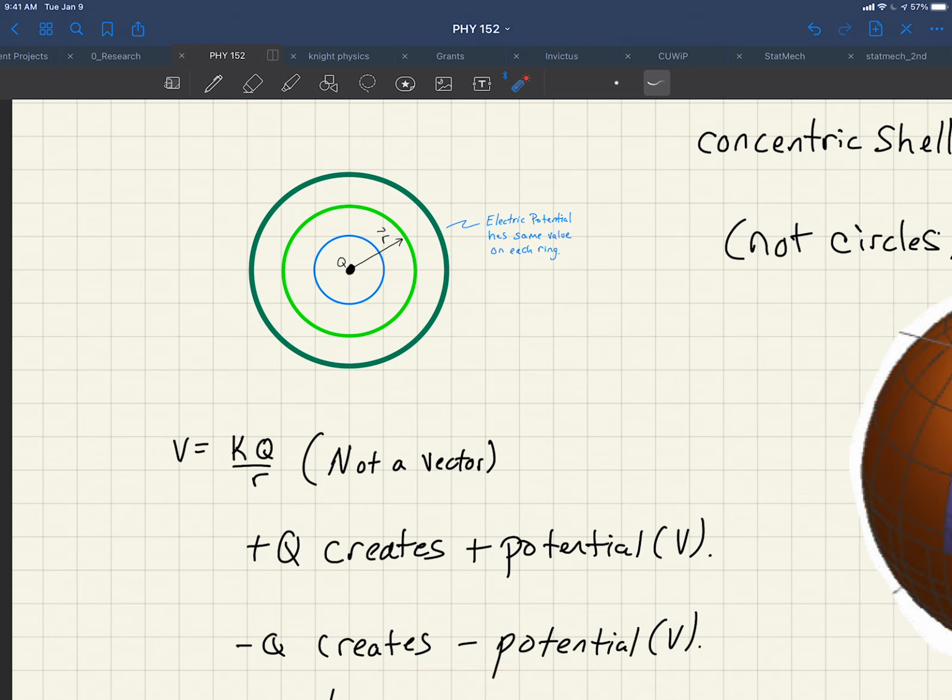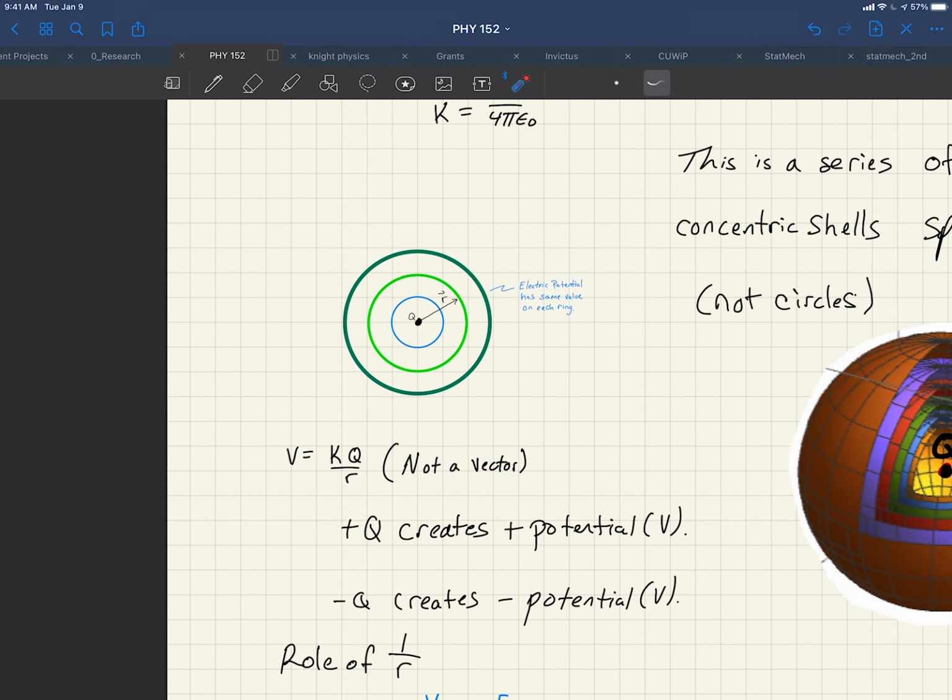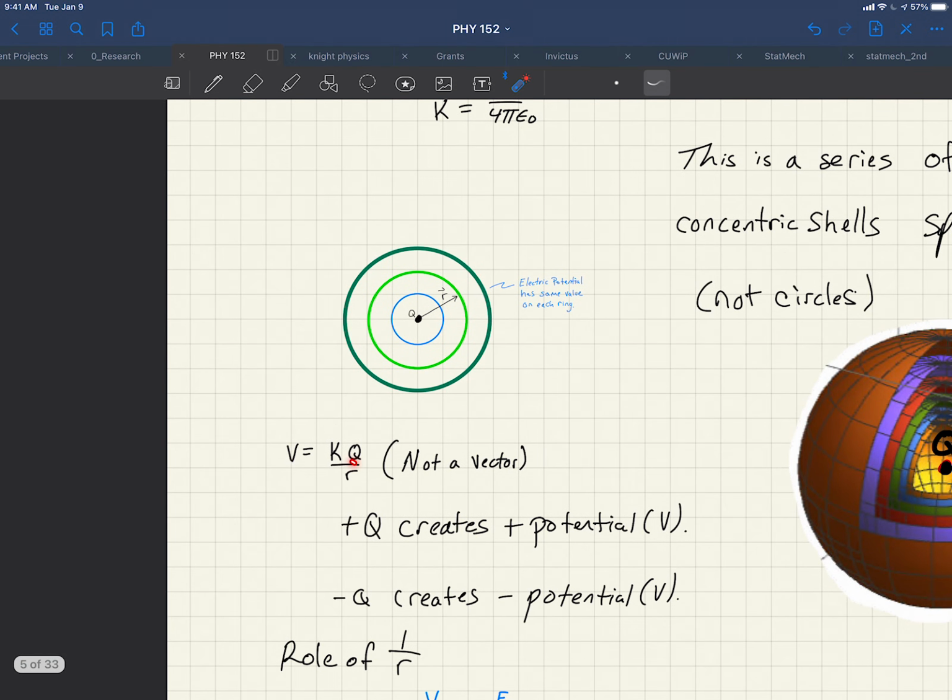And so that's really something as simple as this ring might have a potential of plus 5 volts. And that's it. That's really all it means. And if this were a negative charge, this might have a potential of minus 5 volts, just depending on how big that charge was and how far away. So now let's look at what the difference is of this 1 over r behavior as opposed to, remember the electric field was kq over r squared, right?